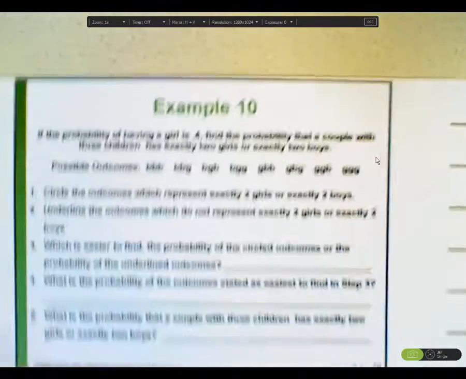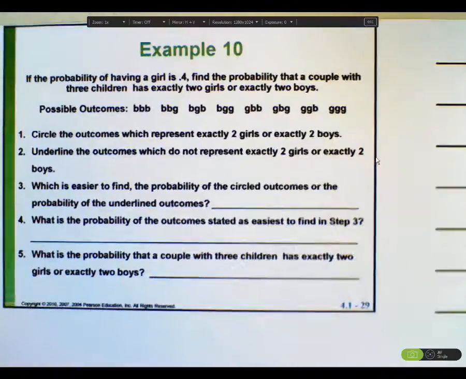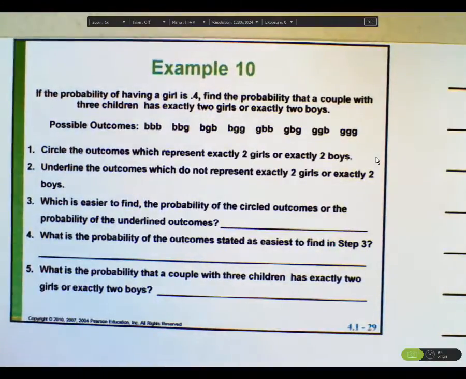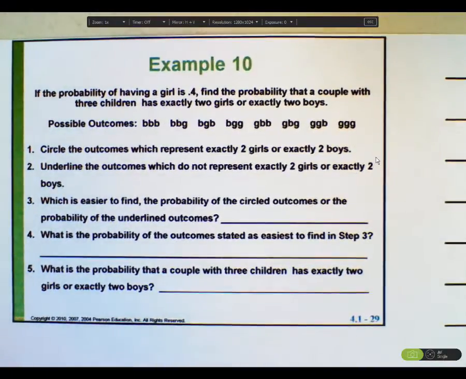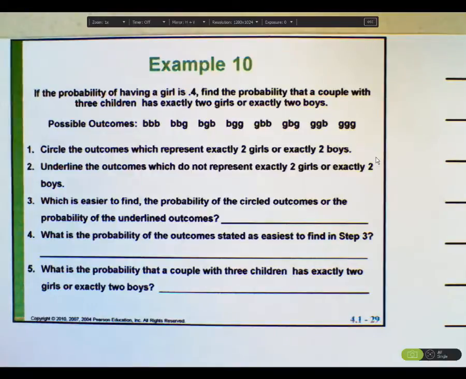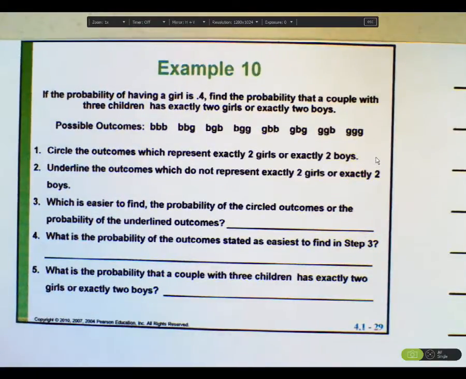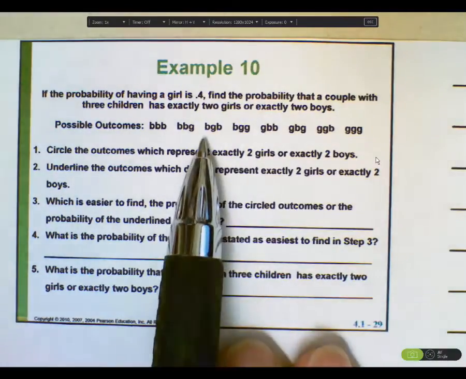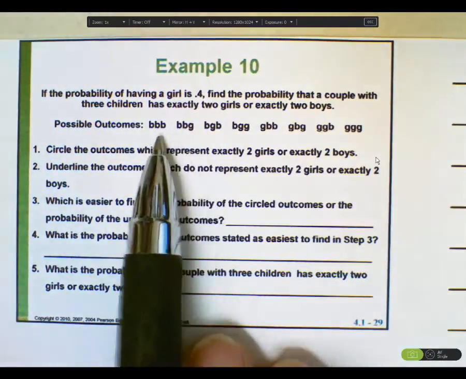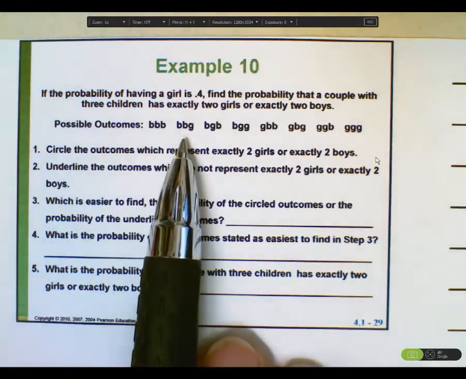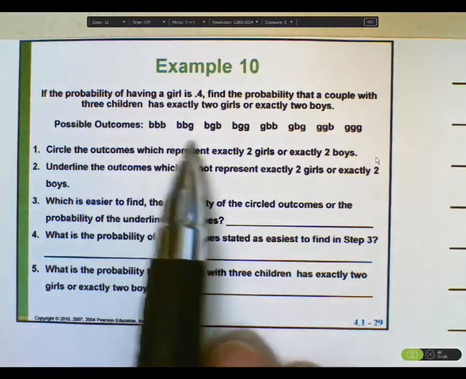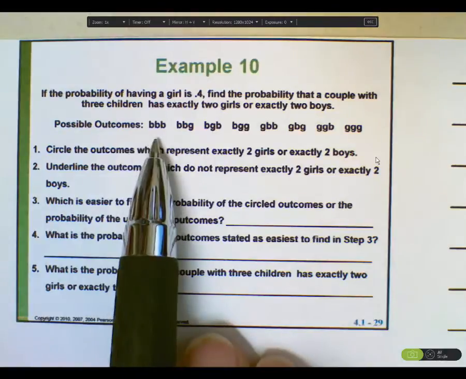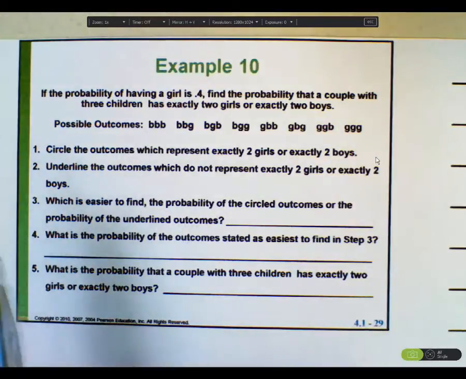All right, last example, gender outcomes. If the probability of having a girl is 0.4, find the probability that a couple with 3 children has exactly 2 girls or exactly 2 boys. I think in an earlier example, we listed the possible outcomes for gender of a couple who have 3 children. Here they are, all the way from all 3 are boys to all 3 are girls.